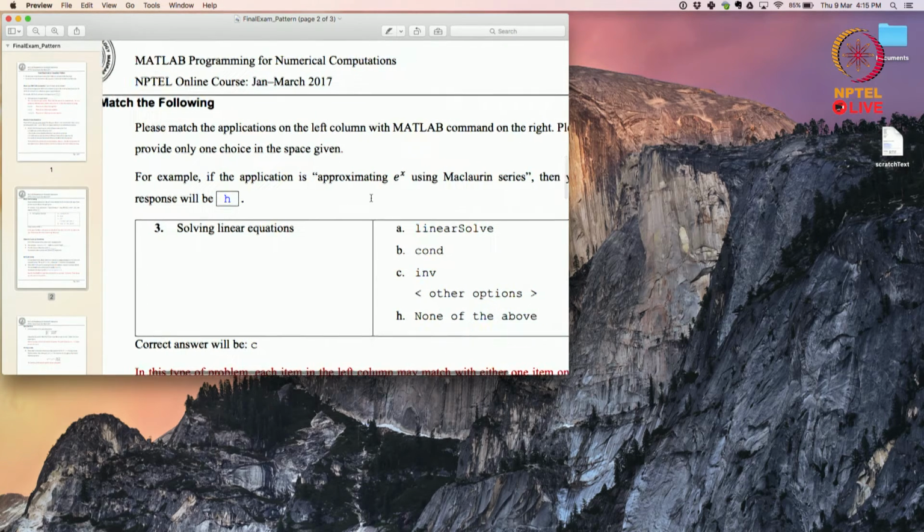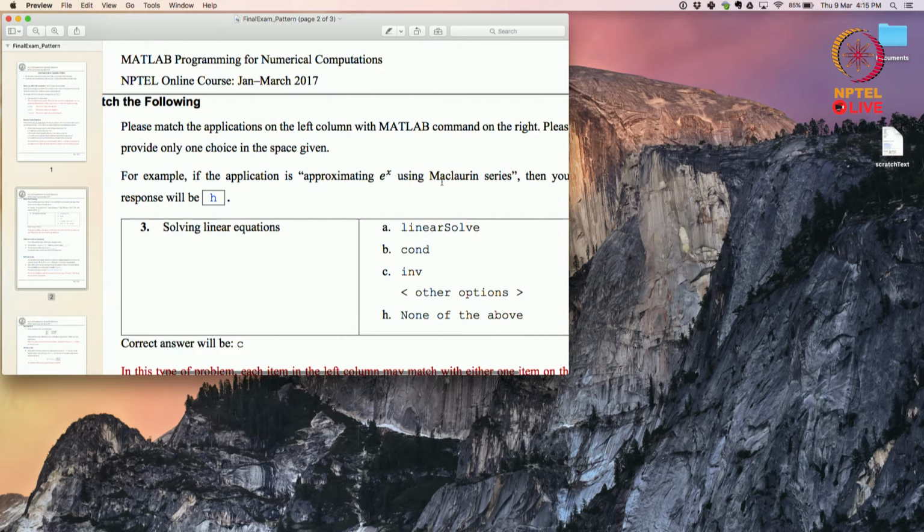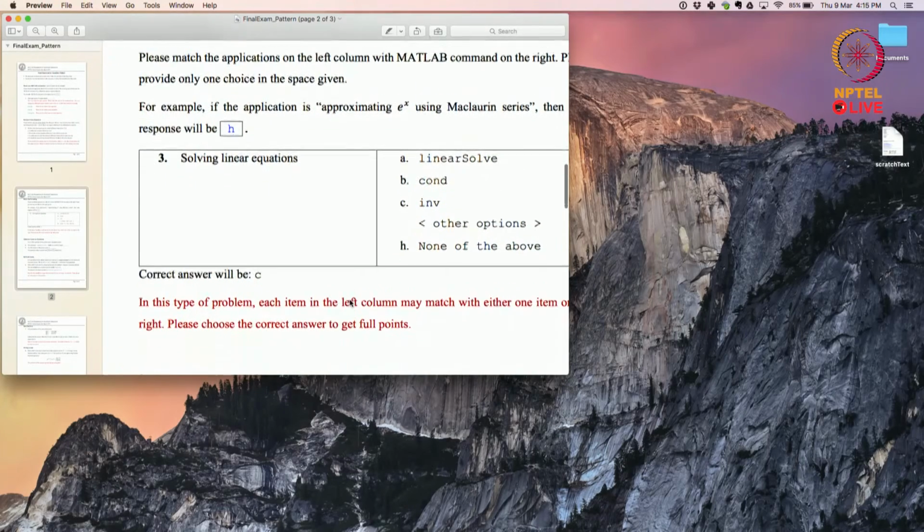Another example, if we want to approximate e to the power x using Maclaurin series, none of the above A, B, C, D, E, F, G will be true. The only correct answer will be H, that is none of the above. So, you will have to select H. So, this is what you will have to do. It will show up like an MCQ type of question itself, where each of the 5 questions related to the match the columns on the left hand column will appear as an independent question, and you have to choose between A to H as the correct answer.